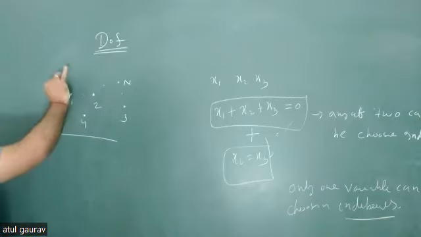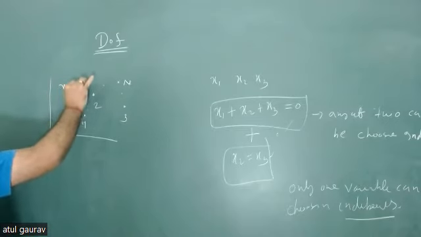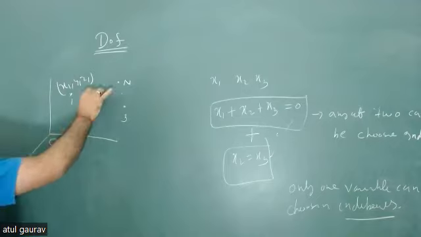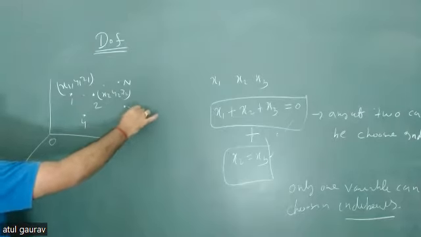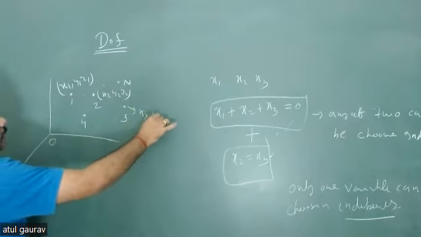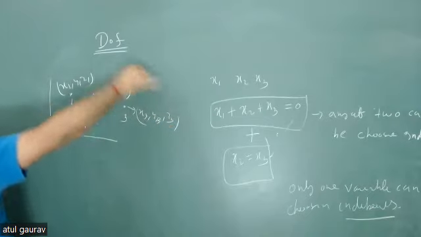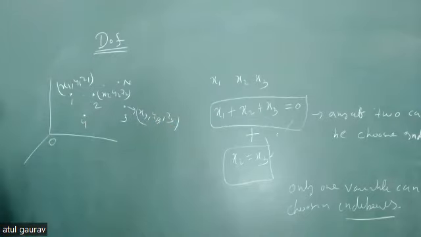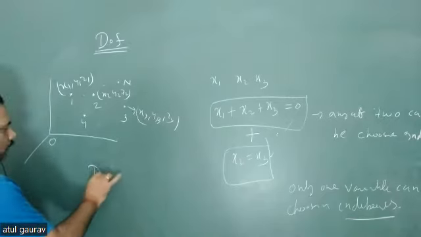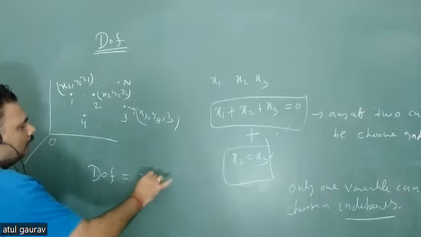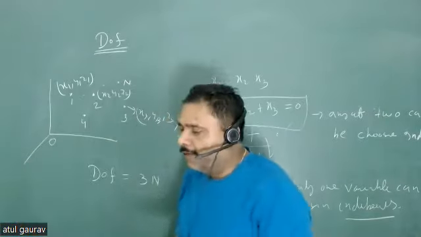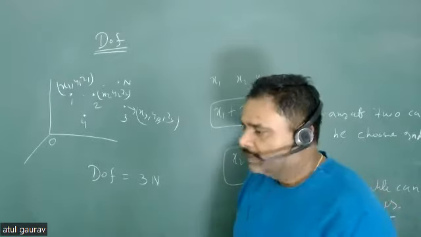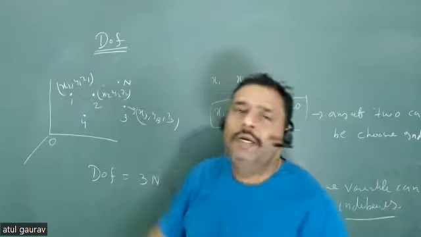Obviously, for the first particle I can choose x1, y1, z1, 3 variables. For the second particle, I can choose x2, y2, z2. For the third particle, x3, y3, z3. Similarly, for n particles, how many independent variables are you going to choose? 3 into n. So degree of freedom: if your particles are free and there are n particles, then you can choose 3n independent variables, and each variable will tell you about an independent motion.